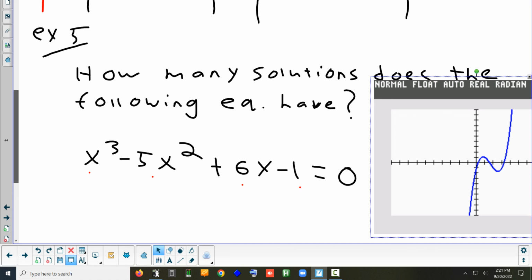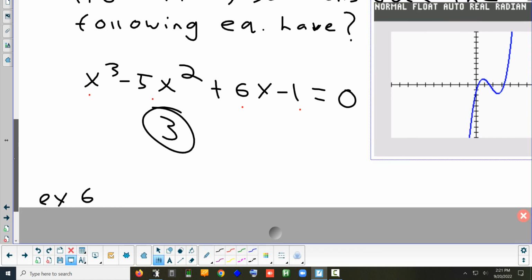How many? Three. And what do you call those three things? Like these three spots where it crosses the axis? The roots or the zeros? The roots or the zeros or the x-intercepts. Yep. So the answer here is there are three of them.